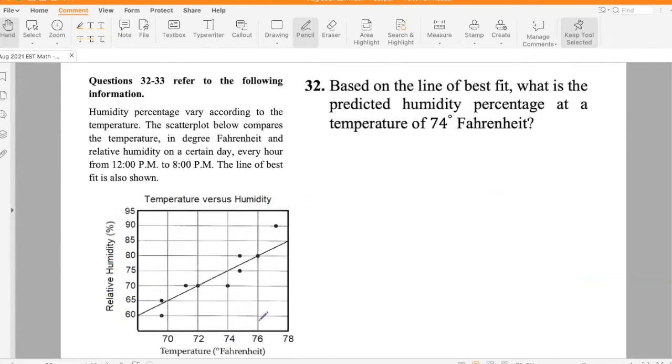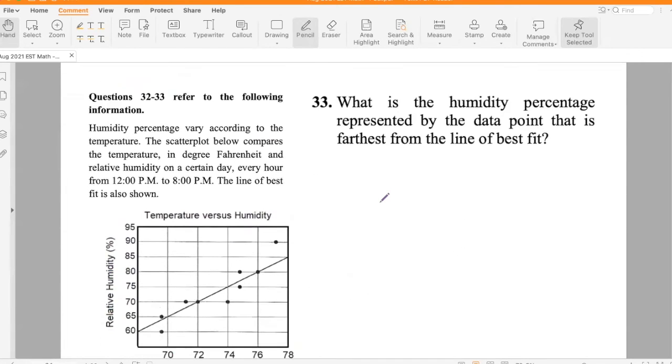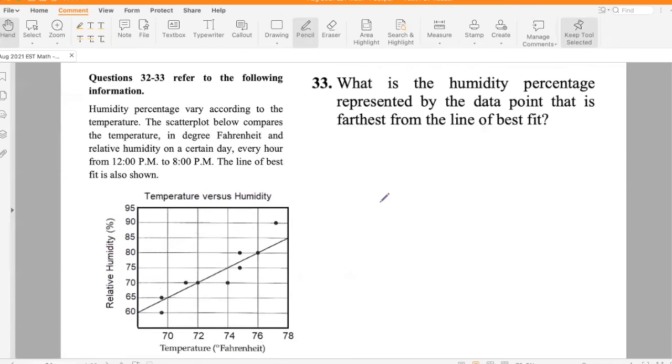Okay, humidity percentage varies according to the temperature. The scatter plot compares the temperature in degrees Fahrenheit and relative humidity on a certain day every hour from 12 to 8 p.m. The line of best fit is shown. Based on the line of best fit, what is the predicted humidity percentage at a temperature of 74? So that's 75%, right? Okay. And what is the humidity percentage represented by the data point farthest from the line of best fit? So that's this. So that's 90%.